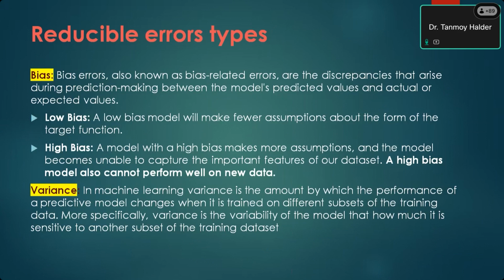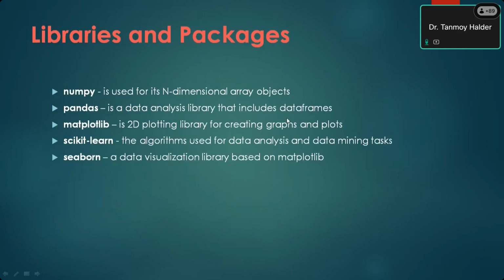And variance means the amount by which the performance is predictive or not. So these are mainly the two types of error that we need to manage after predicting with the model. If the error is less, then the model is more acceptable.